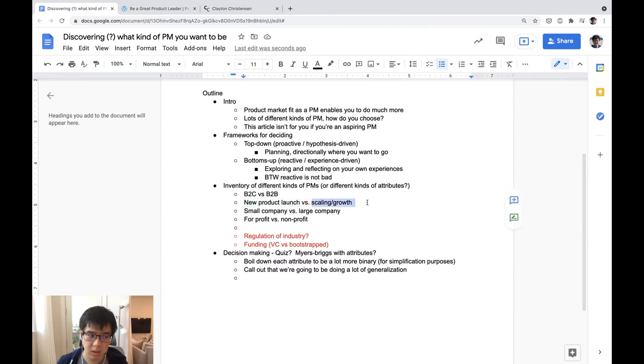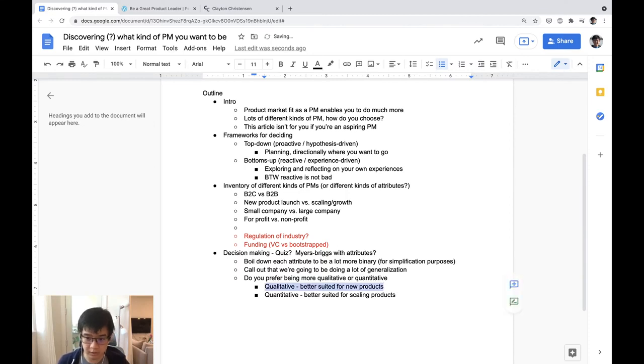And so I think what I want to do, and again, I haven't figured it out yet, but maybe it's like, do you prefer being more qualitative or quantitative? Qualitative, better suited for new products. Quantitative, better suited for scaling products.